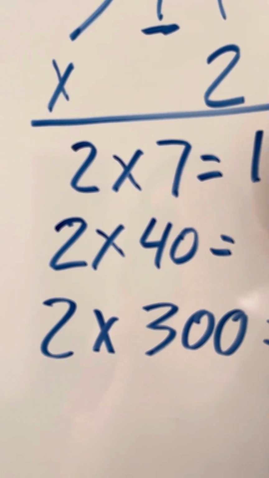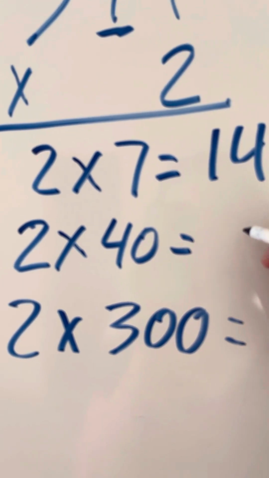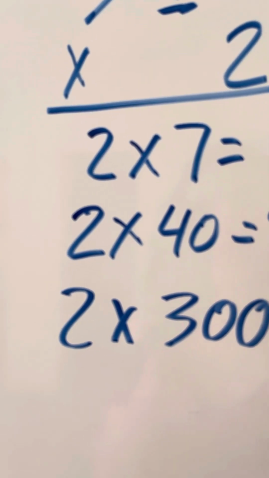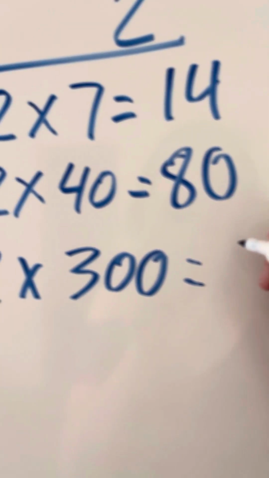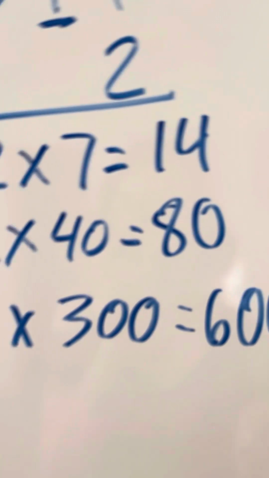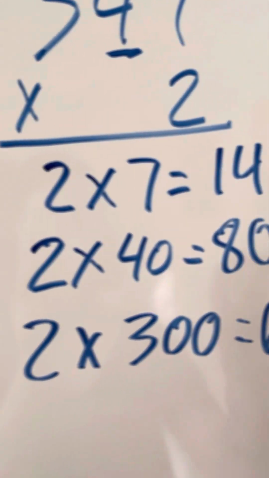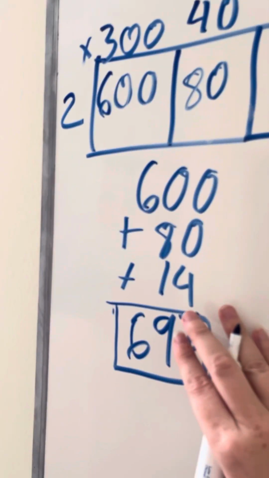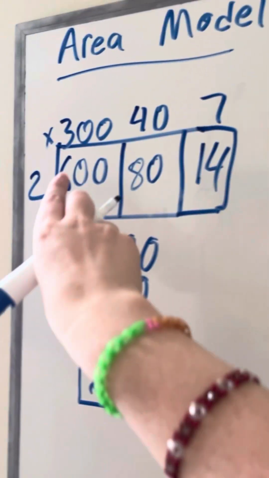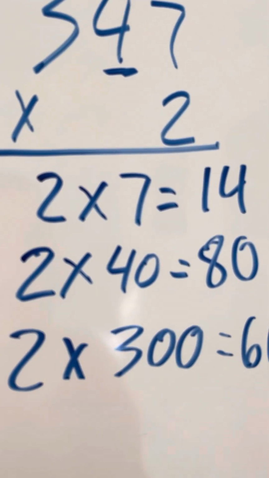So now I'm just gonna do 2 times 7 is 14, 2 times 40 is 80, and then 2 times 300 is 600. I hope everybody is seeing that, all right? So now I'm just going to add these just like I did here. As I said, they're essentially the same. The only difference is that's in a box, this is not.